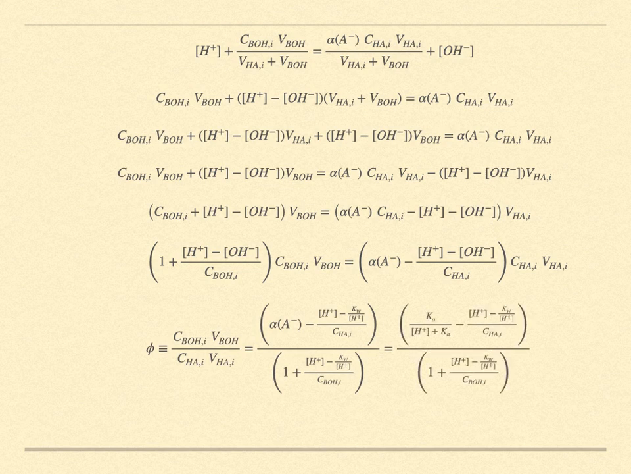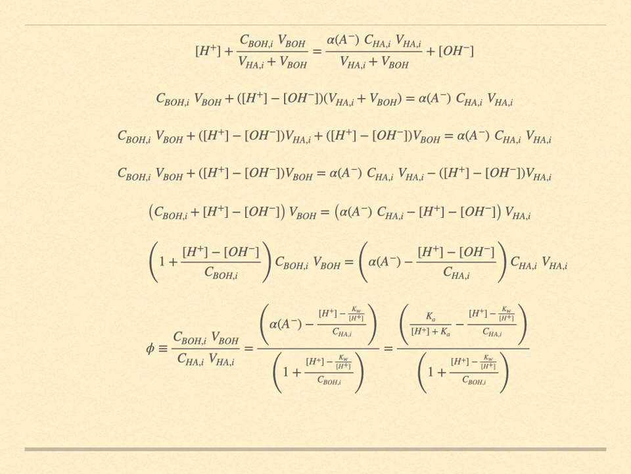Now let me explain why we do it this way. The expression on the left-hand side is being called phi. Look carefully at the numerator and denominator. The only variable is the volume of added titrant, the VBOH term in the numerator. The others are all constants. The denominator is the number of moles of weak acid in the titration. The numerator is the number of moles of added base at that point in the titration.